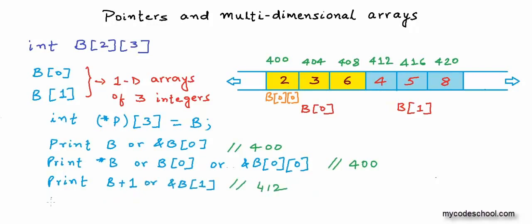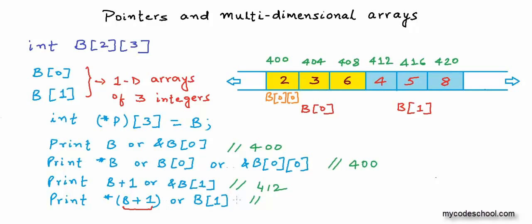Okay, now what if I print asterisk of b plus 1? When we put an asterisk sign, when we try to dereference, this is when the type of pointer becomes important. B is a pointer to a one-dimensional array of 3 integers. So b plus 1 is also a pointer to a one-dimensional array of 3 integers. And when we dereference, we will get this whole one-dimensional array of 3 integers starting at address 412. Asterisk of b plus 1 is the same as b1. So we will get b1.